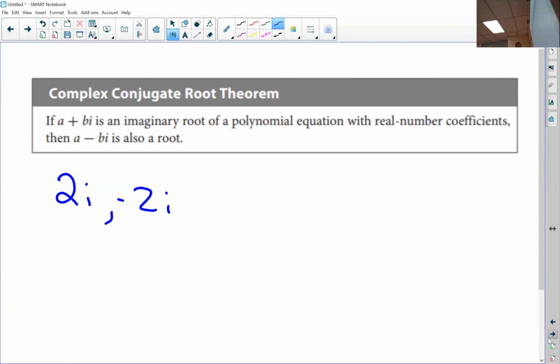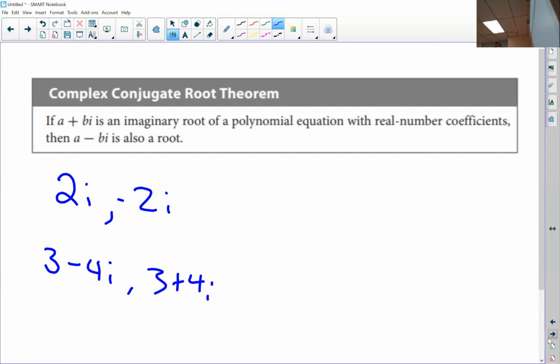So what if I had 3 minus 4i? I have to have 3 plus 4i. Because remember, the square roots and the imaginaries come in pairs. They cannot exist alone. Make sense?